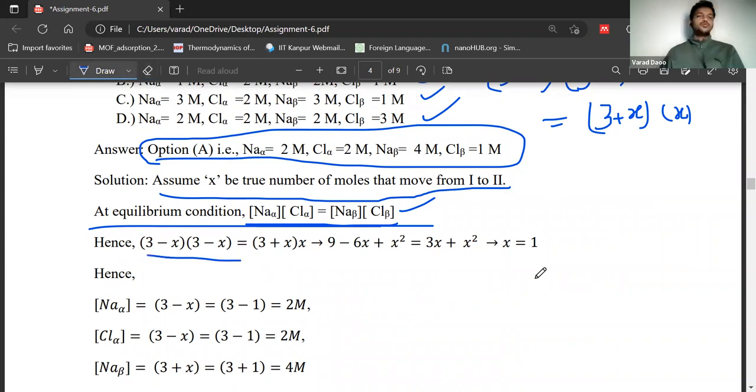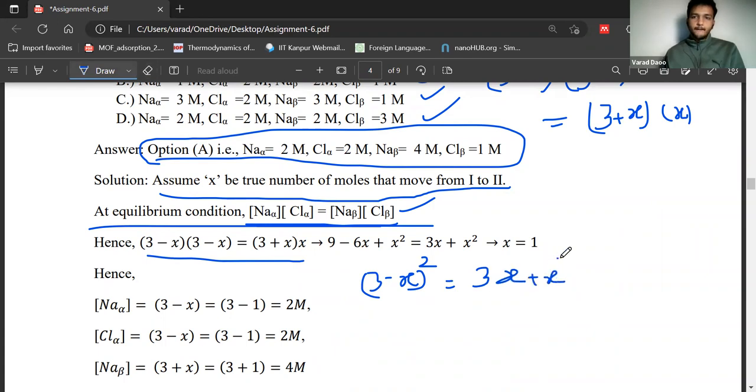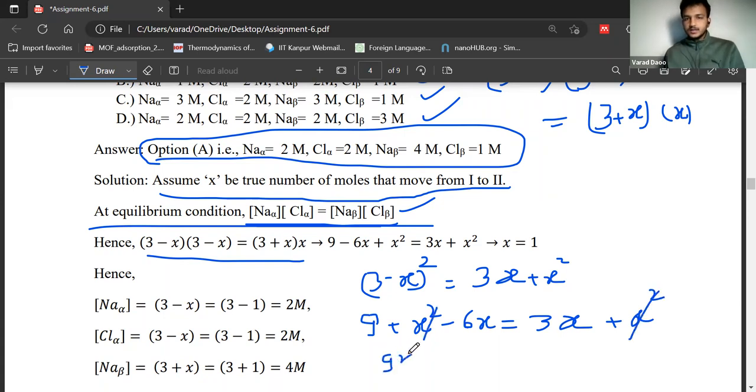Then you multiply. So when you multiply, (3 minus x) square is equal to 3x plus x square, right? This is 9 plus x square minus 6x is equal to 3x plus x square. So x square gets cancelled, and we rearrange, we get 9x equal to 9. This implies x equal to 1.